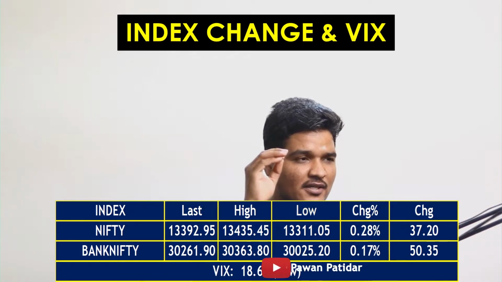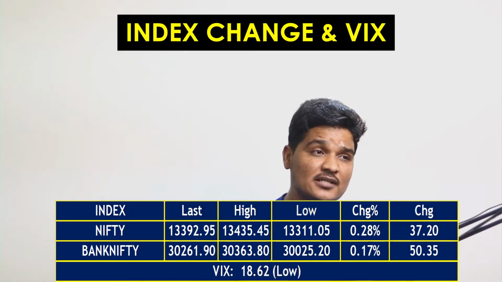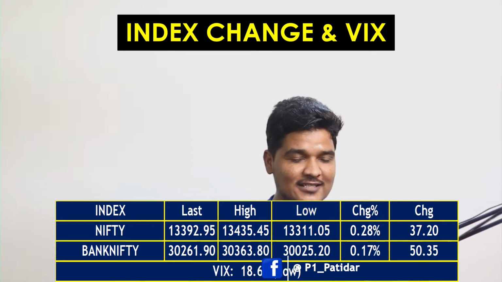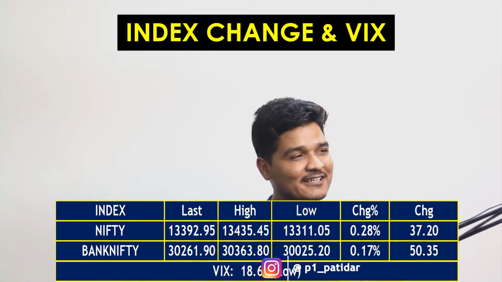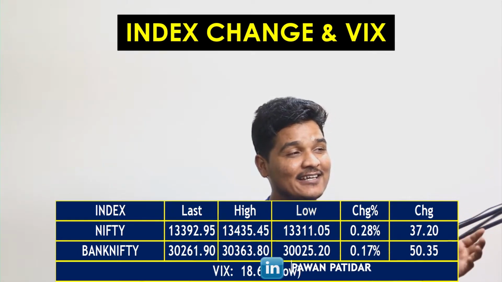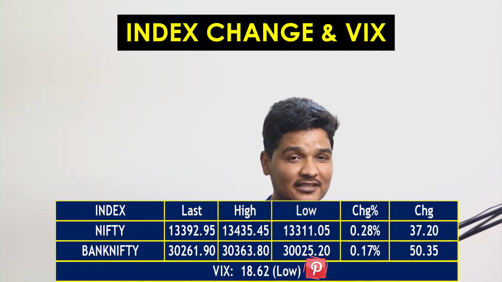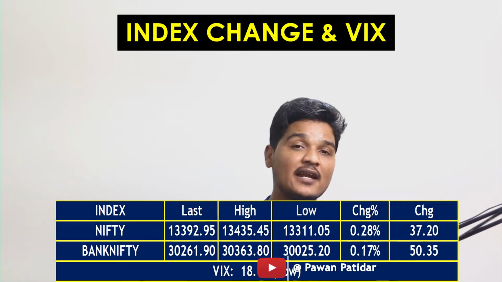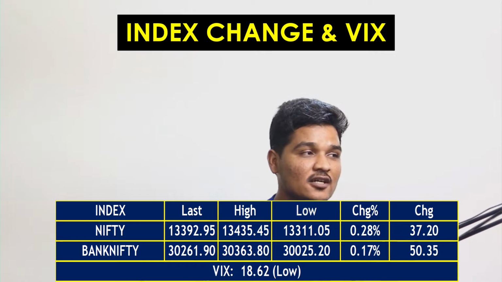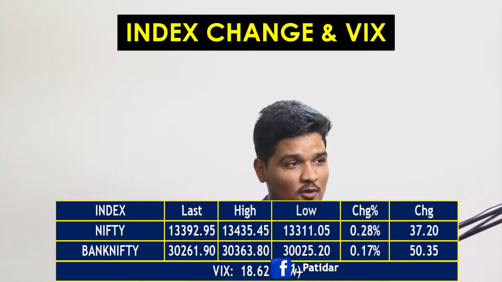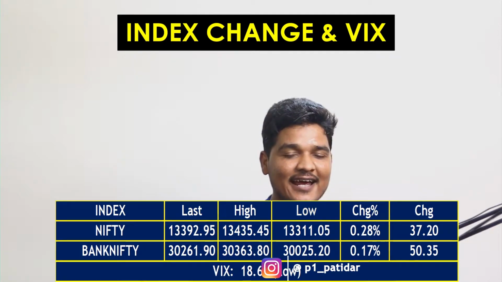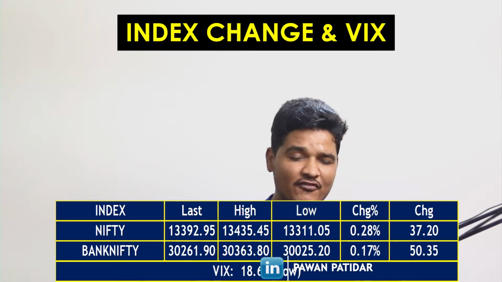Percentage wise, it changed 0.28%, and overall point it moved 37.20. So still Nifty ended up positively. If you see the Bank Nifty, Bank Nifty made a high of 30,363.80 and a low of 30,025.20, and it has ended up at 30,261.90. Percentage wise, the change is 0.17%, and the overall point wise change is 50.35.